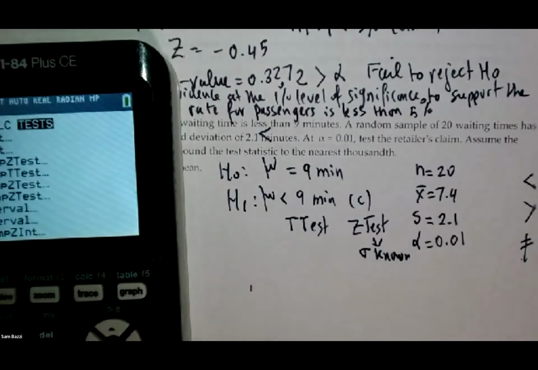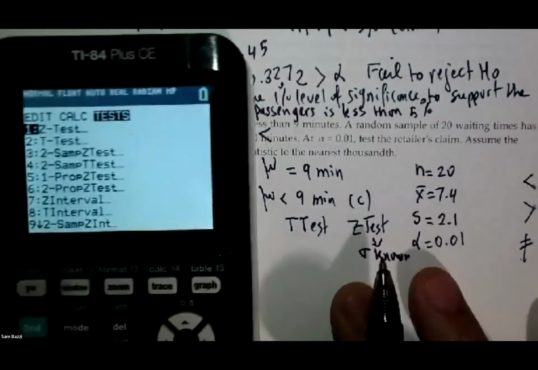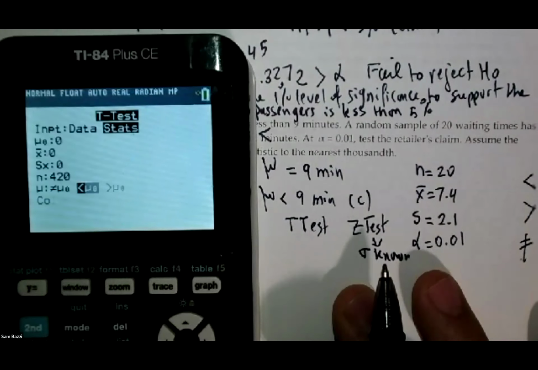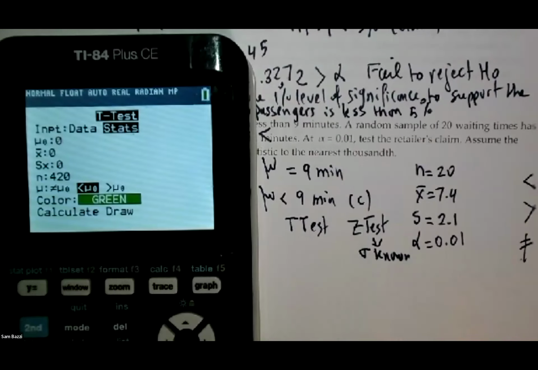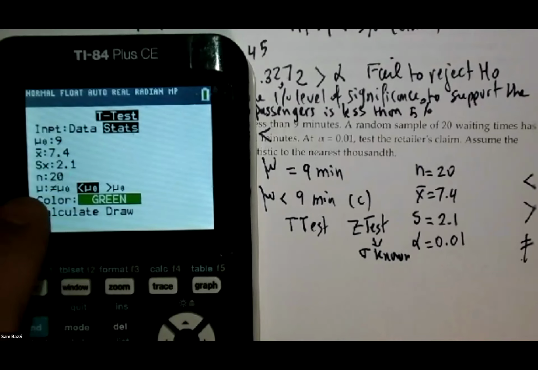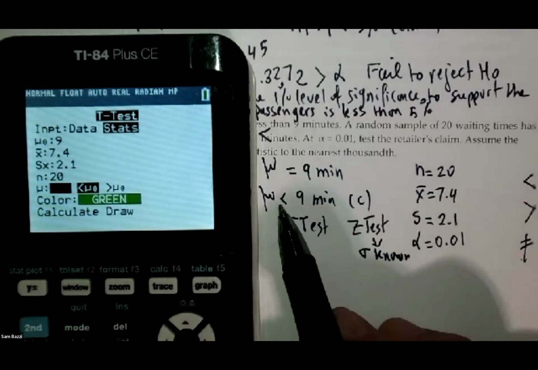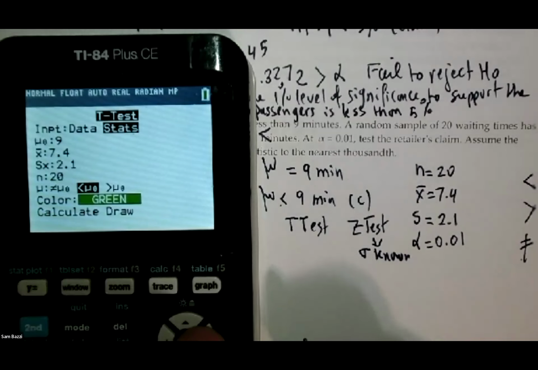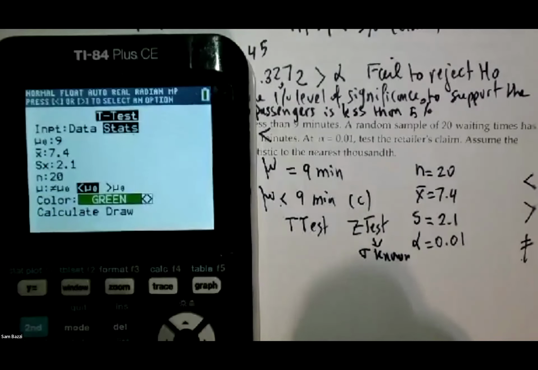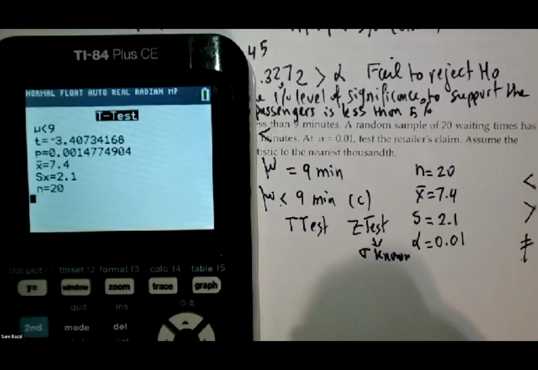Stat, test, t-test, watch. Input mu0, we're testing against the number 9. X bar is 7.4. S is 2.1. N is 20. And don't forget, guys, you choose the alternative sign from here before you proceed. The alternative sign is less than. I have to choose this one. And I can hit calculate or draw. I'm just going to do calculate.